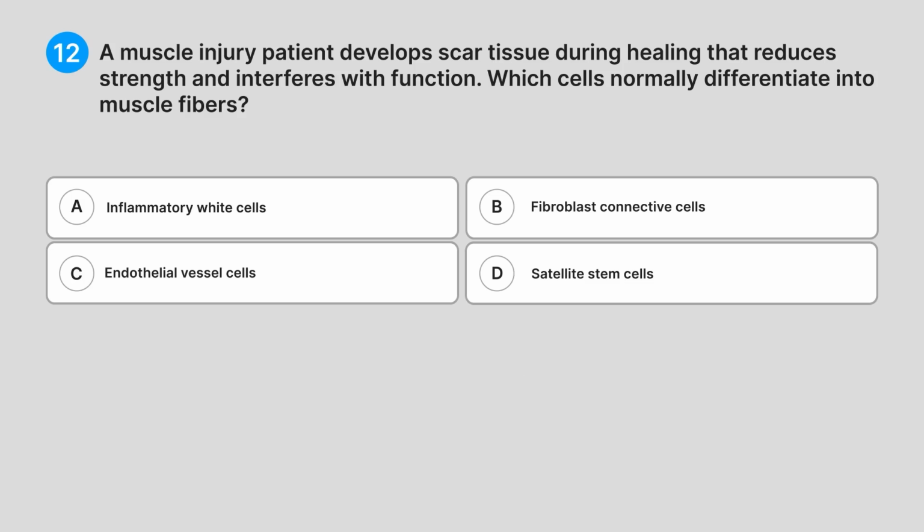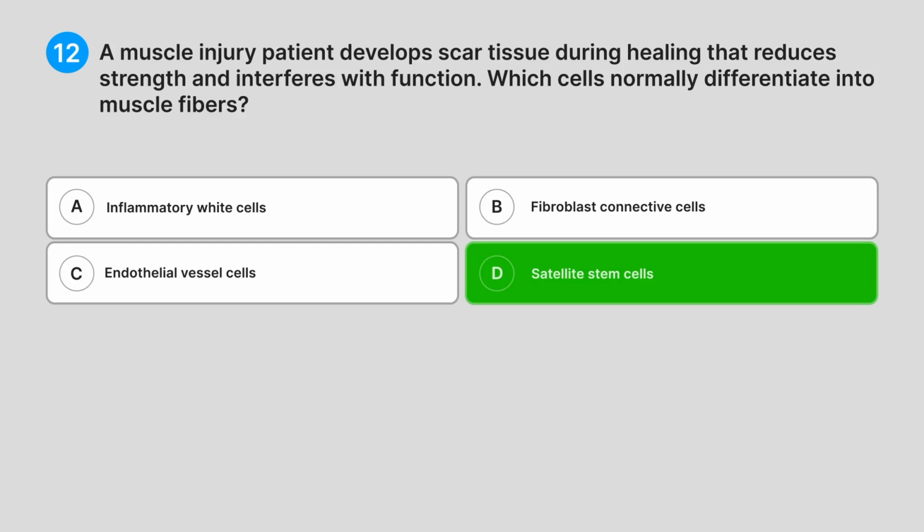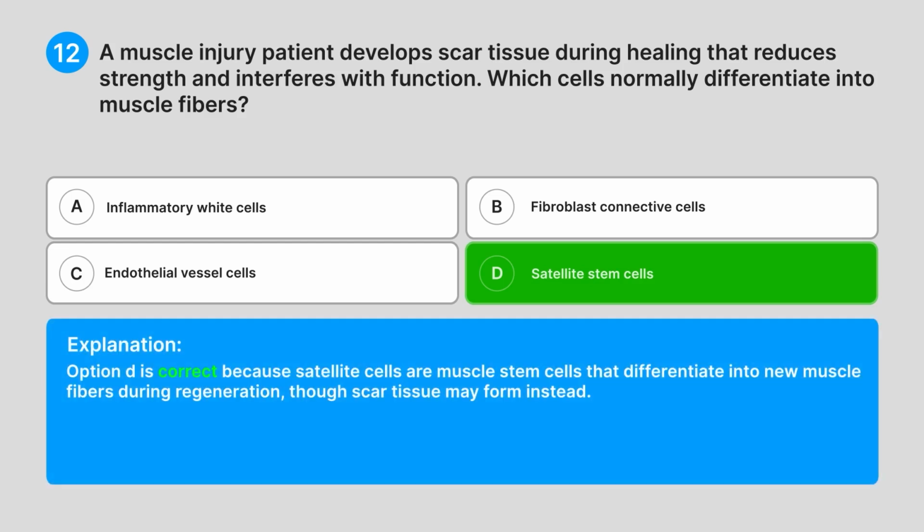Correct answer, D. Satellite stem cells. Explanation. Option D is correct because satellite cells are muscle stem cells that differentiate into new muscle fibers during regeneration, though scar tissue may form instead.